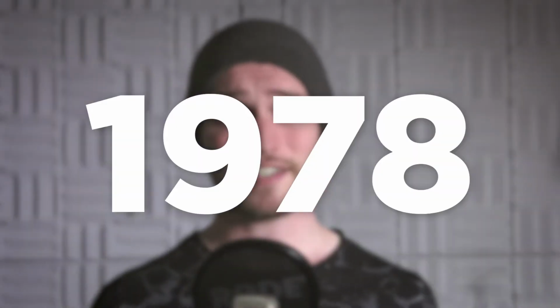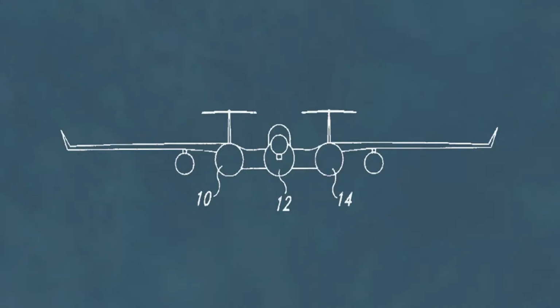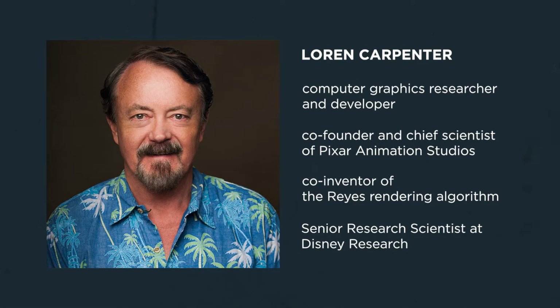In 1978, the Boeing company in Seattle was designing experimental aircraft, like planes with weird shapes, too many wings and stuff. So to visualize how they would look, they were helped by a computer scientist named Loren Carpenter, who would create computer-generated images of those planes.